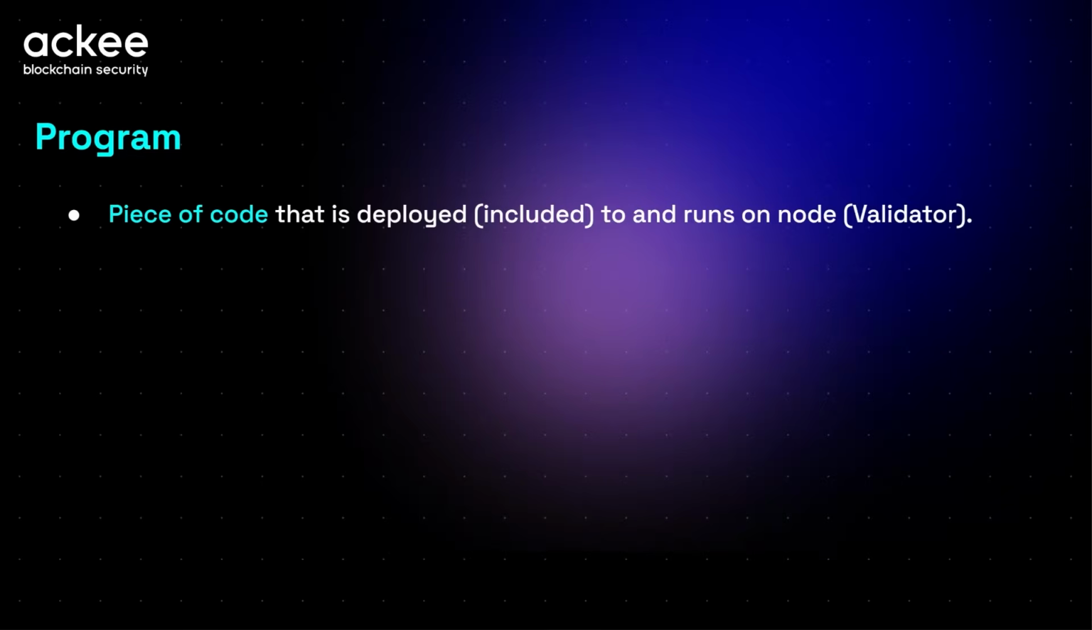A program is a piece of code that is deployed to, or included in, and runs on the node. I have specified validator here, but we were also discussing RPC nodes. So that means you create a Solana program in Rust, then you compile it and you have the binary file, and then you can deploy this binary file to the validators or nodes of the desired cluster, and then other users can interact with your program.